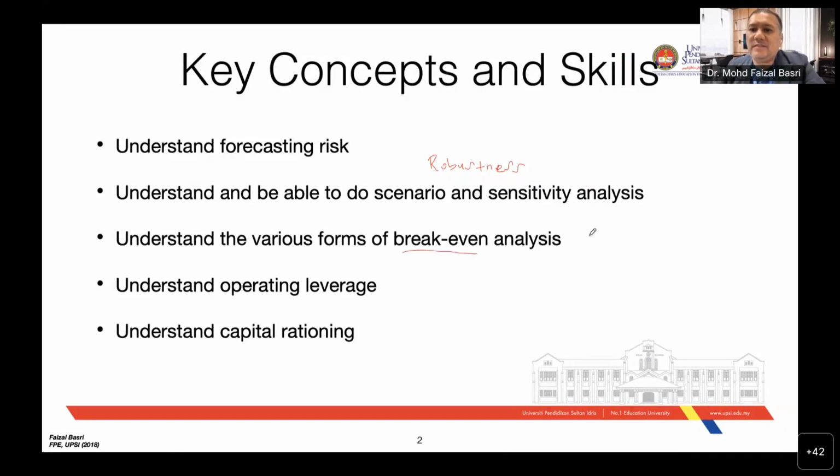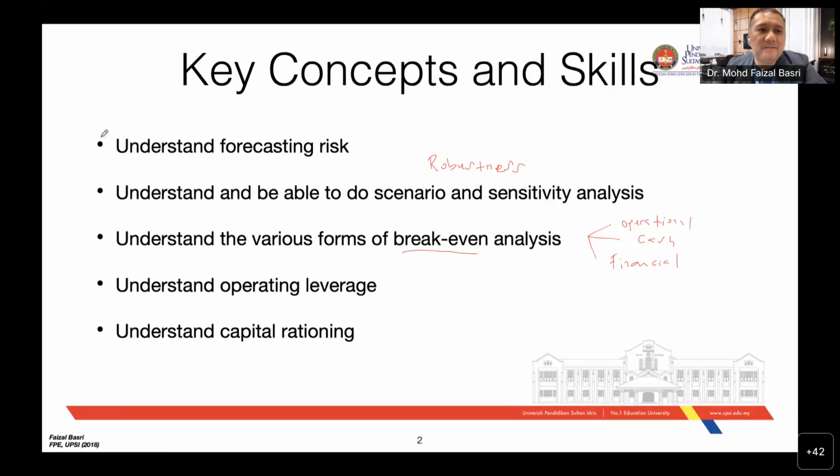Okay, you will see afterward there are three types of break-even analysis. We have financial break-even, we have operational break-even, and cash break-even. Okay, so there are a few types of analysis we will do afterwards. Then we're gonna go through the operating leverage as well. Right, and lastly, what is capital rationing?